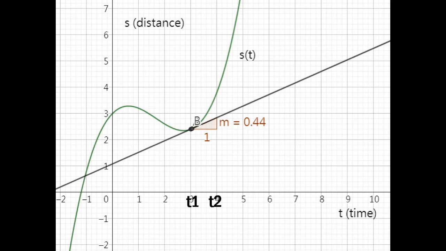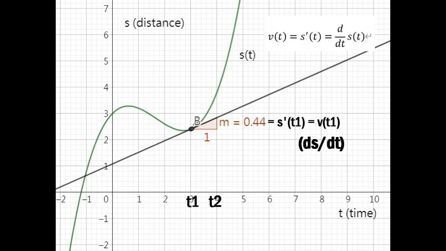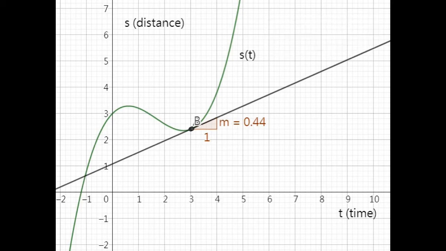This is the main idea of the derivative, and is super useful in motion physics. The slope is now precisely the derivative of s of t at t1, which can be represented as s prime of t1 or ds over dt, and it is the instantaneous velocity at t1. Finally, we can conclude that the velocity can be solved by taking the derivative of the position function.